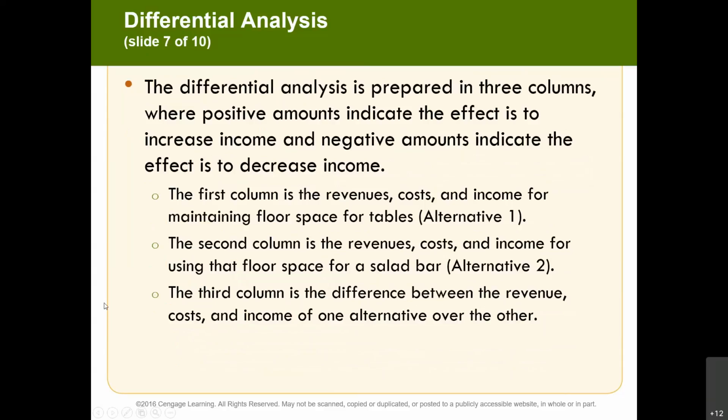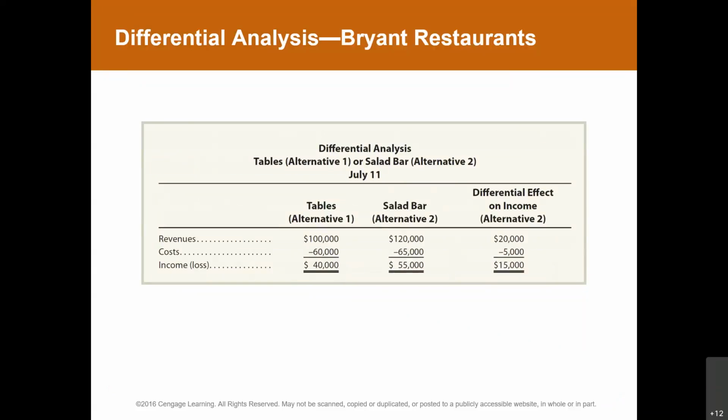The differential analysis is prepared in 3 columns, where positive amounts indicate the effect is to increase income, and negative amounts, of course, would decrease income. The first column is the revenues, costs, and income for maintaining the floor space in our alternative one. The second column would be revenues, costs, and expenses that would result from decreasing the floor space to install the saddle bar. It's alternative two. And the third column is the differences between the two. And so let's look at that here.